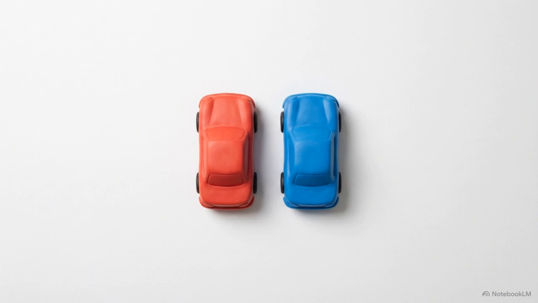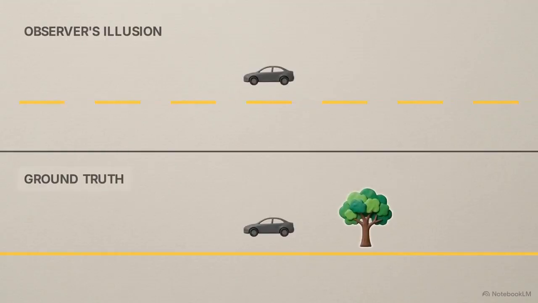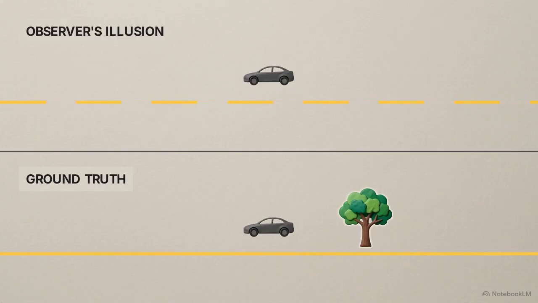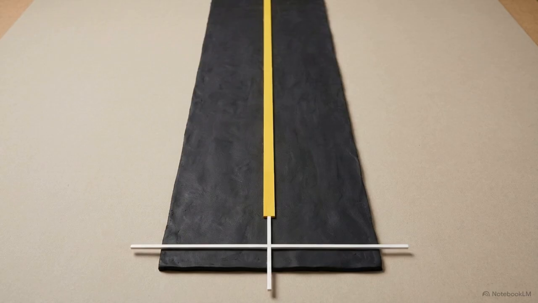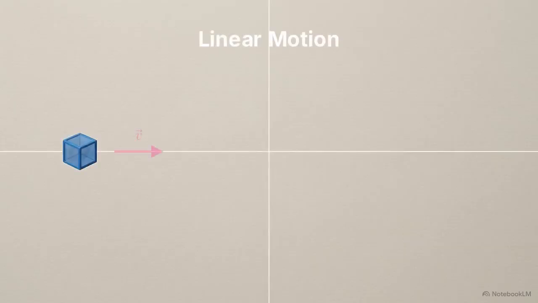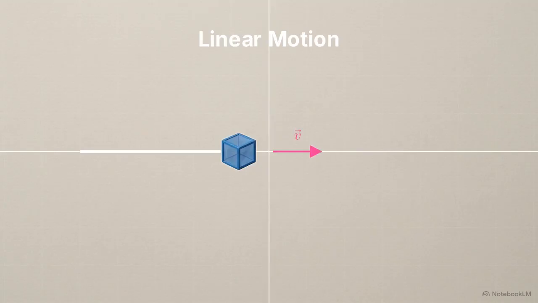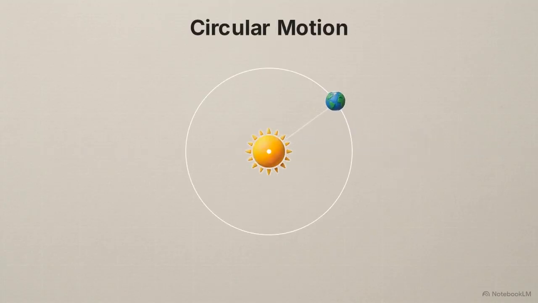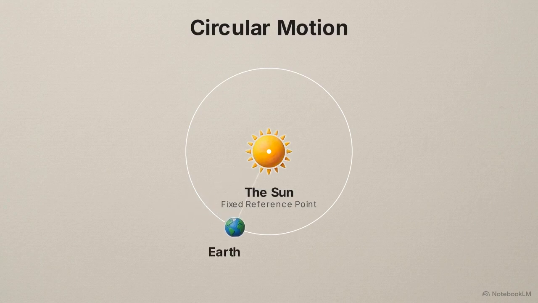Because motion is a change in position over time, it is entirely relative. Unless you lock in a specific reference point, your eyes will struggle to tell you what is actually moving and what is standing still. Once a fixed reference point is set, you can accurately track how an object travels. The simplest path is linear motion, where an object moves continuously along a single straight line. In this diagram, we see circular motion. The Earth is constantly moving, but its path traces a continuous curve around a fixed central reference point, the Sun.